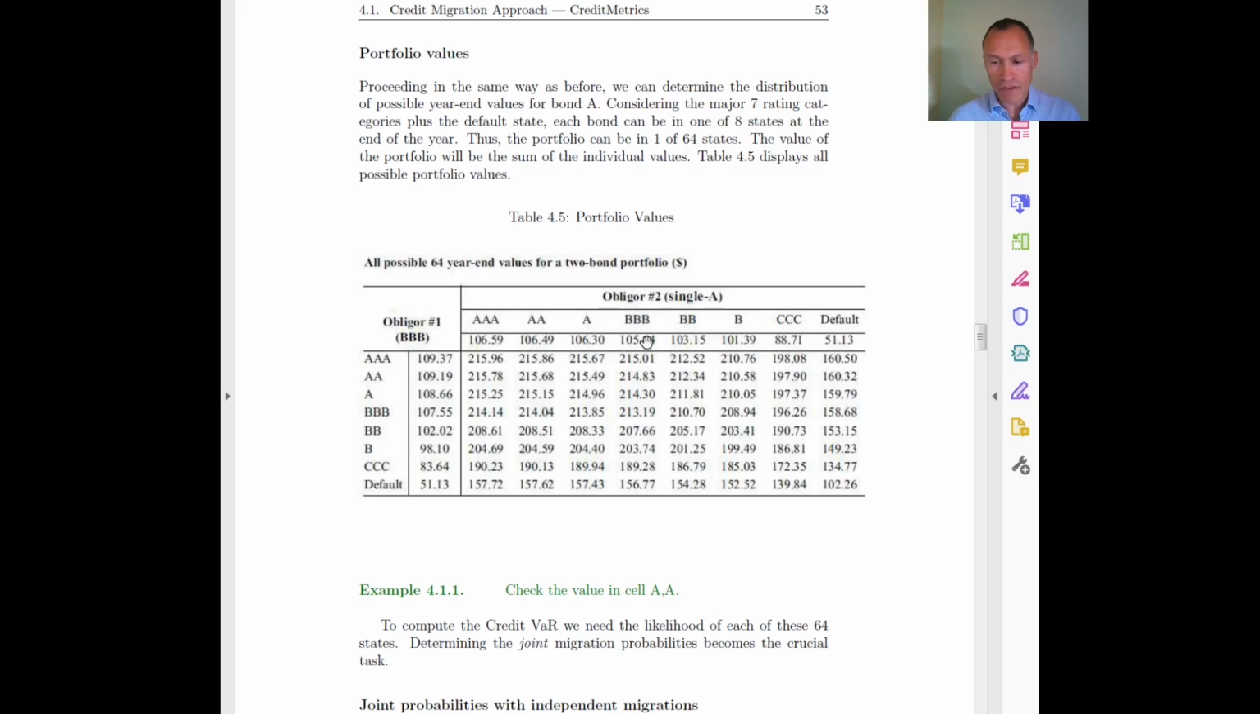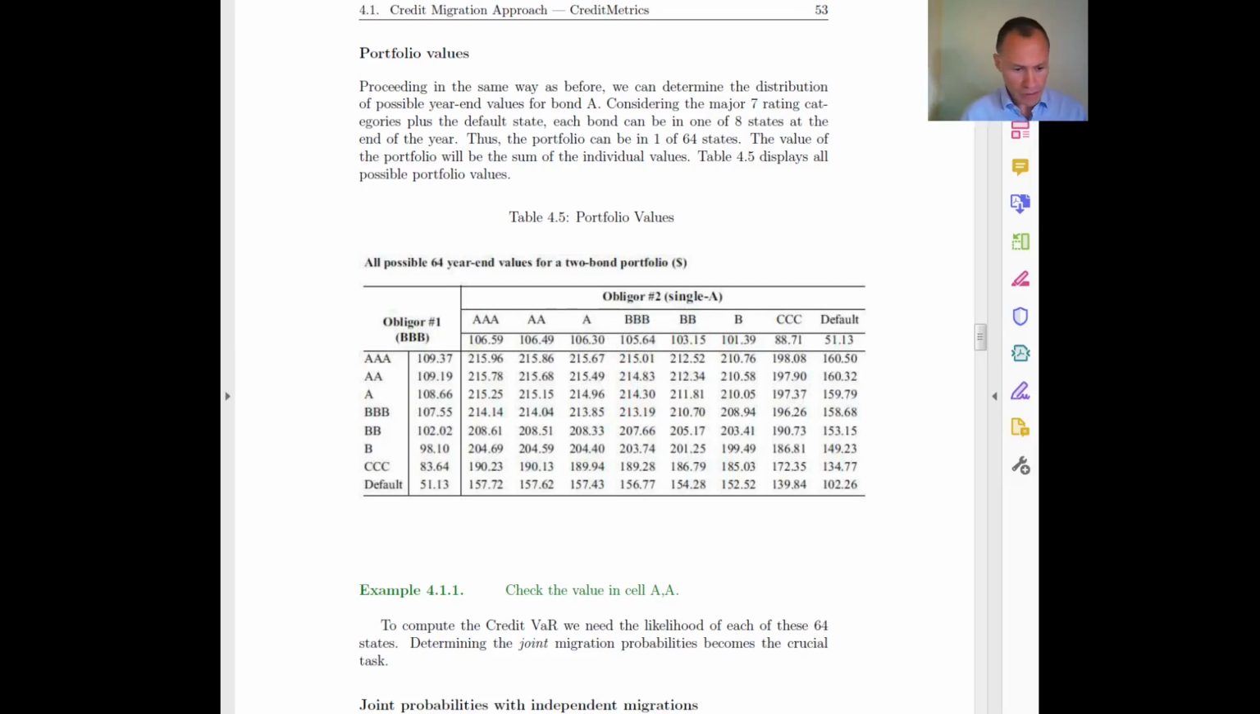So how do we get these values? Exactly in the same way as we did before. So for example, let's check the value in cell AA. Cell AA is this one here. So what does that mean? It means the case where the first bond that is BBB goes to A at the end of the year, and the second bond, which is A, remains in A. Okay, so let's see how we get this number 214.96.